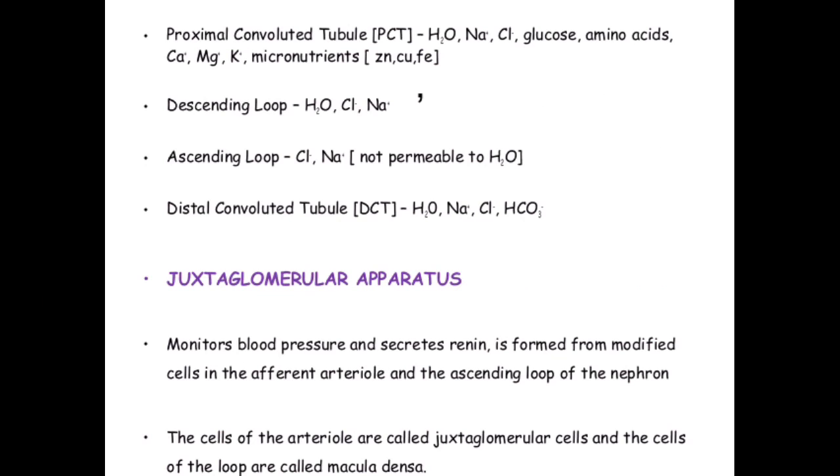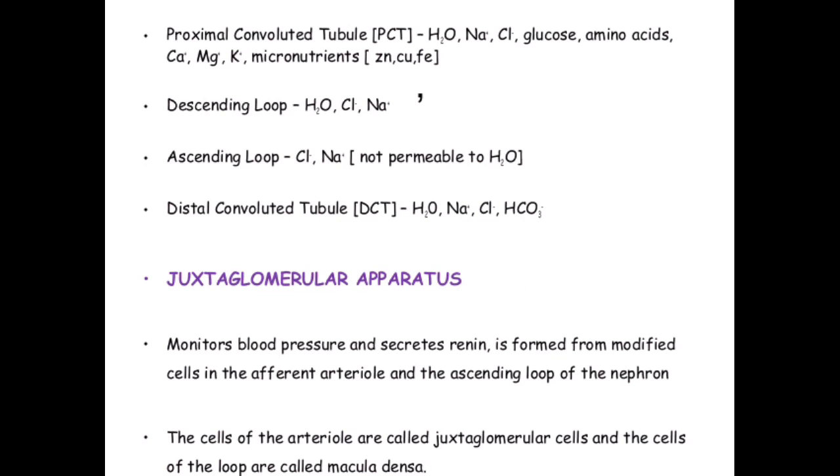Proximal convoluted tubule, that is PCT: water, sodium, chlorine, glucose, amino acids, calcium, magnesium, potassium, micronutrients. Descending loop: water, chlorine, sodium. Ascending loop: chlorine, sodium. Distal convoluted tubule: water, sodium, chlorine, and bicarbonate. These are the molecules which are exchanged between the nephron and the interstitial fluid.